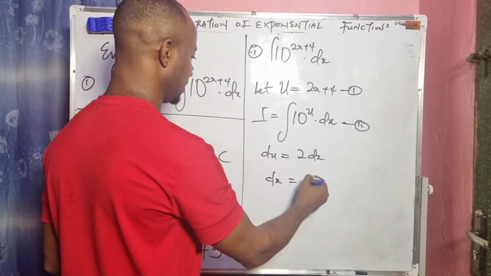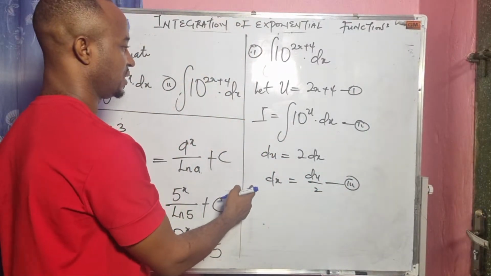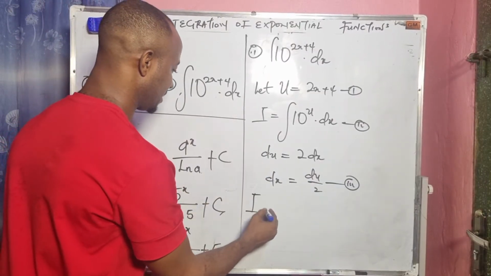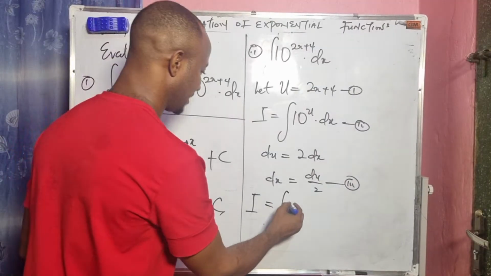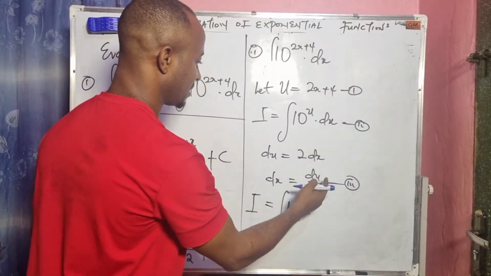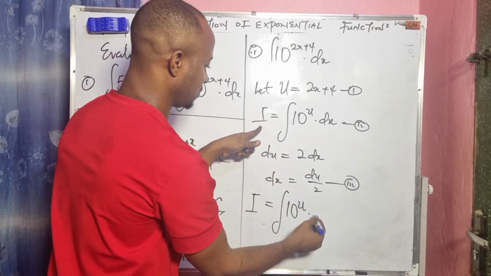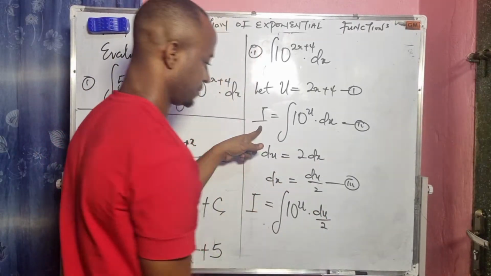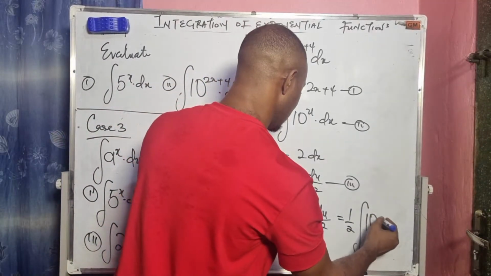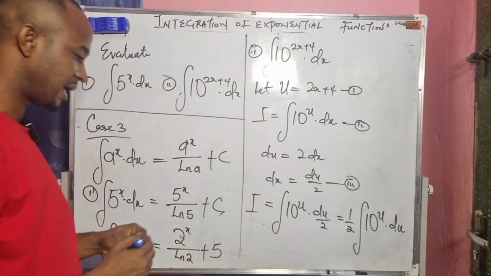So the ds becomes du over 2. This is equation 3. So I can say put equation 3 into equation 2. That will give us our integral equals integral of 10 to the power of u dot dx. I'm putting this into this. So my dx is du over 2. So we have du over 2. And that will give us 1 over 2 integral of 10 to the power of u dot du. Are you seeing it now?